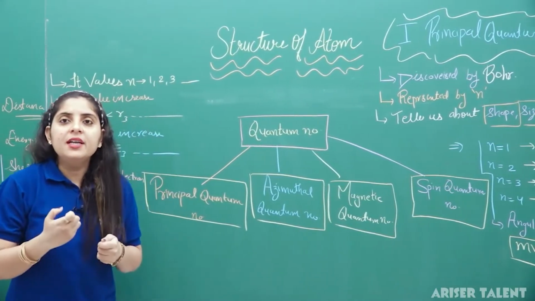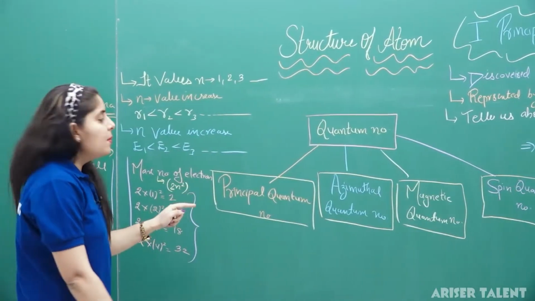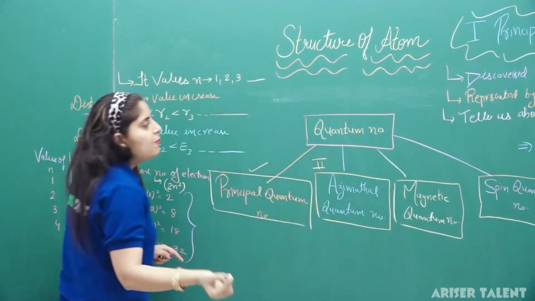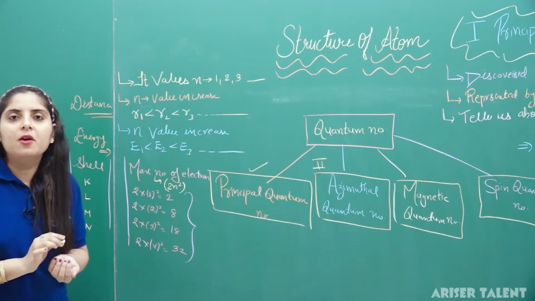Now we are proceeding to our second set of quantum numbers, that is azimuthal quantum number. If someone wants to copy it, please copy it now.